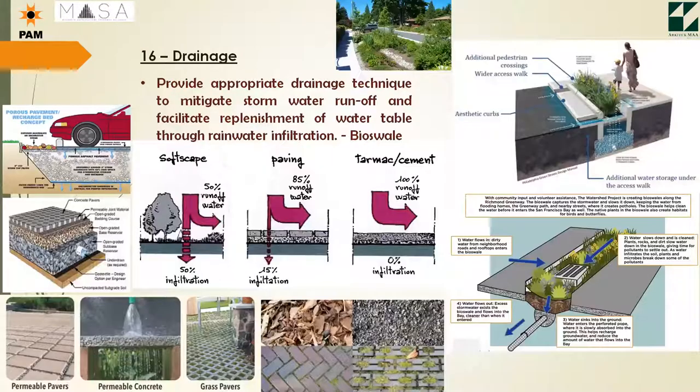A drainage system is not about just your normal drainage. You can do it very creatively, as you can see from the screen on my right side. It's a drainage system, but we call it a bioswale. It means we can make it like a planting area. From the surface, it looks very nice. Aesthetically, it's nice. We can put some pebble stones, some plants, and all these things.